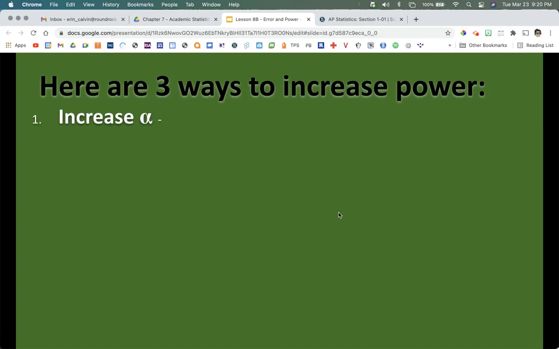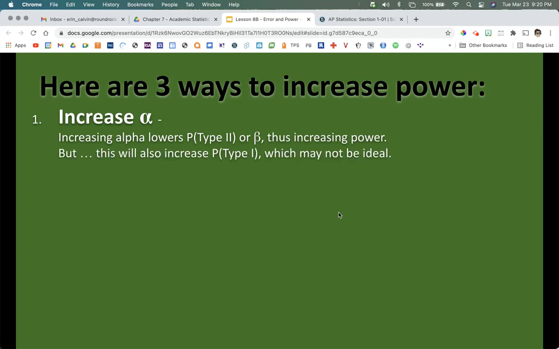The first is to increase alpha. Remember, alpha is your level of significance. And if your level of significance goes up, that means type 1 error goes up. But remember, if type 1 error goes up, then type 2 error goes down. And since power is 1 minus type 2, power will then go up. So it's a kind of cause and effect chain reaction there. Increasing alpha will lower type 2, thus increasing power.